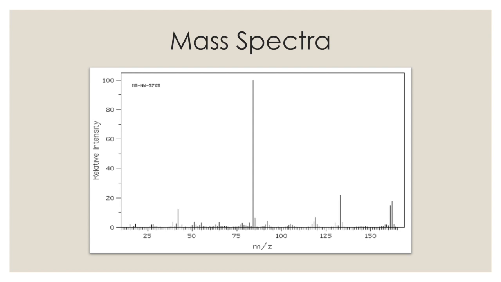And last, looking at the mass spectra, we see that the largest peak, this little last one over here, is 162 grams per mole, which gives us the molar mass of nicotine.